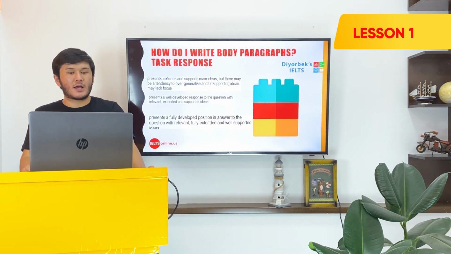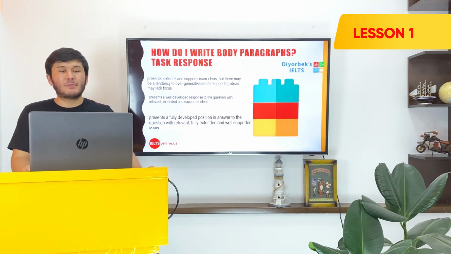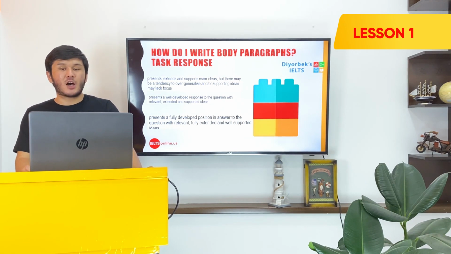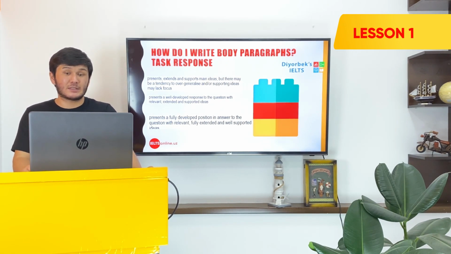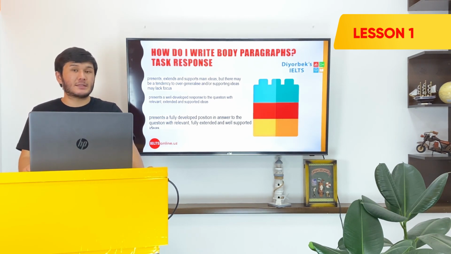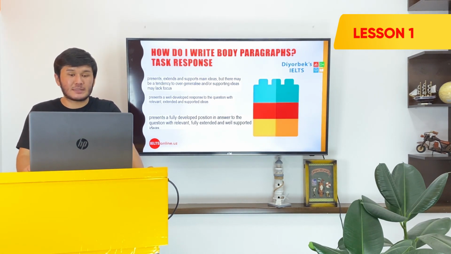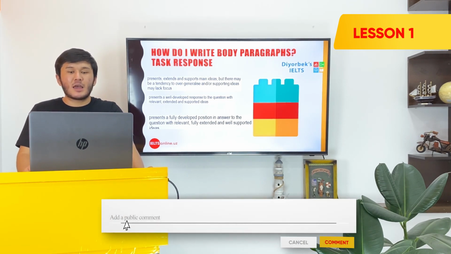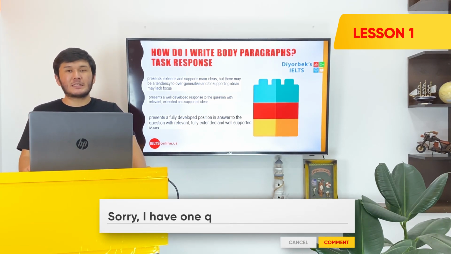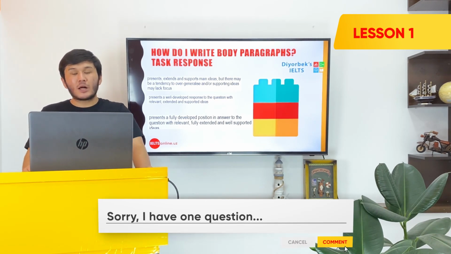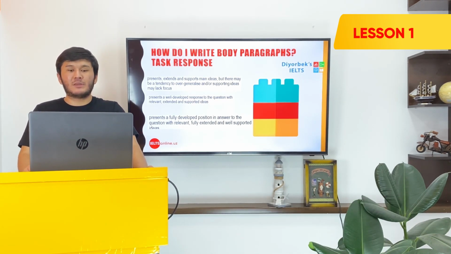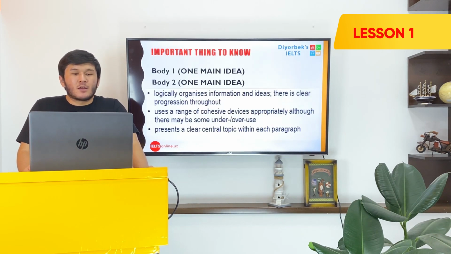So earlier I showed this Lego. Building a body paragraph is like building a Lego. At the top, you always need to have a sentence where you present your main idea, which we call the topic sentence. In our next lesson, we're gonna learn how to make a clear topic sentence. And then you develop your ideas using different kinds of blocks, and then you also support it. So basically, to have a well-written body paragraph, you need to build a good Lego, shall we say.